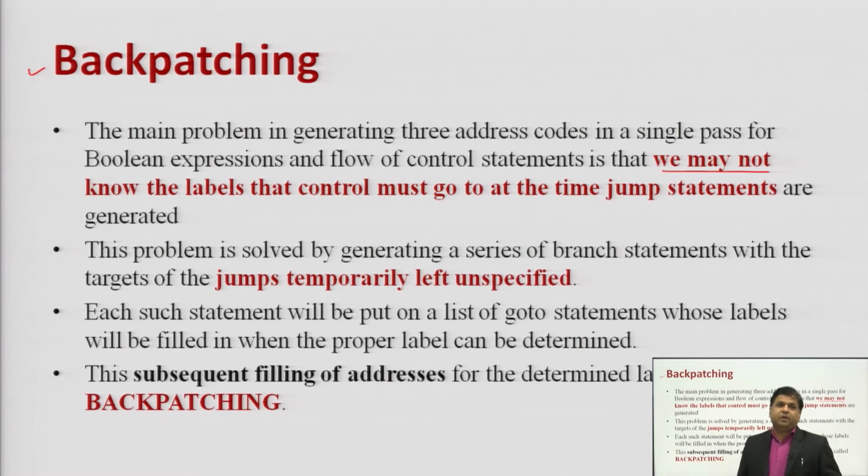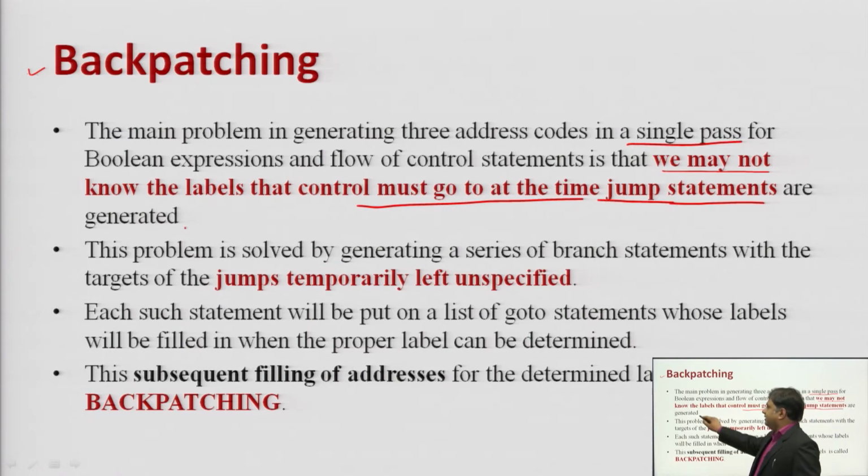So, why the concept of backpatching? We can easily fill the unlabeled gotos, right. For the concept of backpatching, the main problem in generating three-address codes in a single pass, in one go finding out after which statement where to jump, in a single pass for Boolean expressions and flow of control statements is that we may not know the labels that control must go to at the time jump statements are generated.